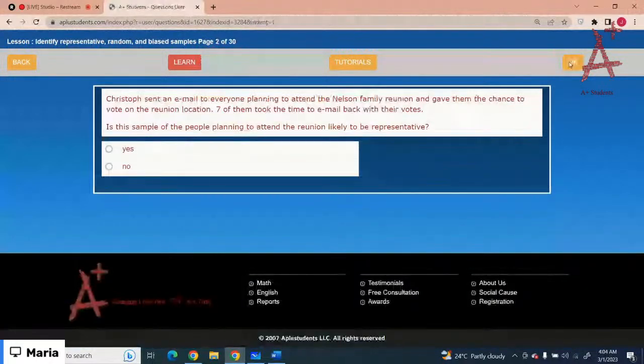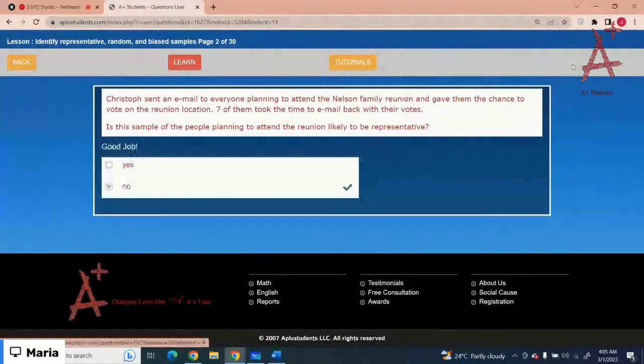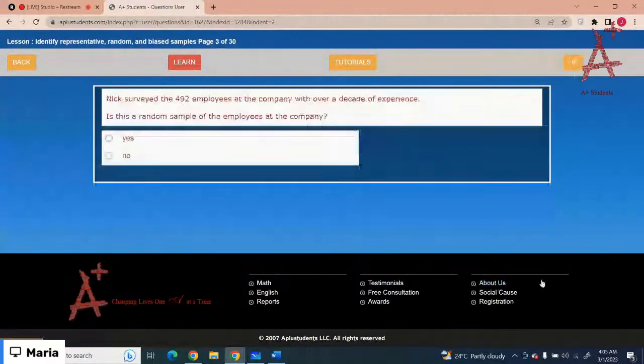Christopher sent an email to everyone planning to attend the Nelson family reunion and gave them the chance to vote on the reunion location. Seven of them took the time to email back with their votes. Is the sample of the people planning to attend the reunion likely to be representative? I think no. This is not representative, got it? Because you selected only 7 of them, who mailed back, out of all of them.